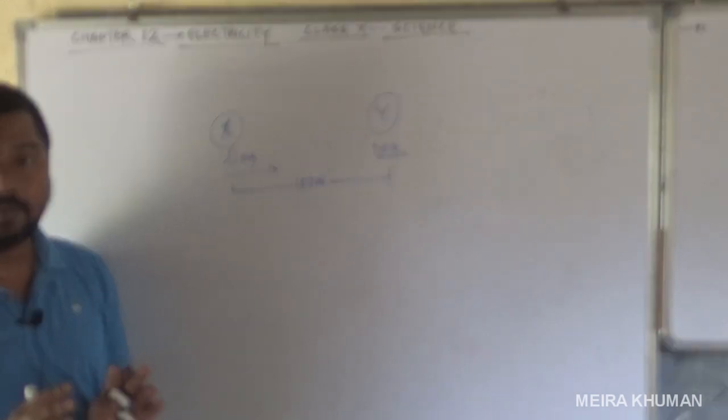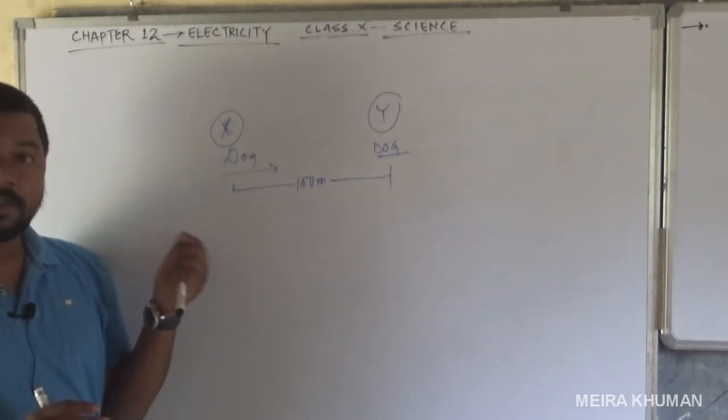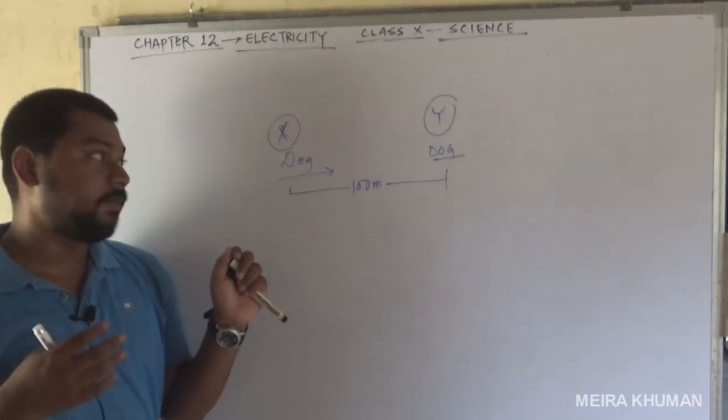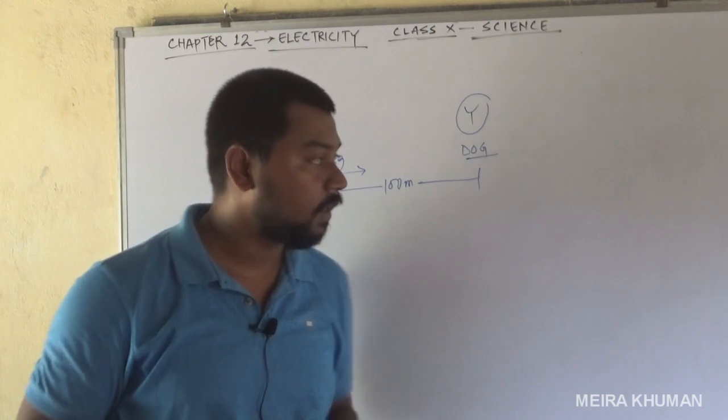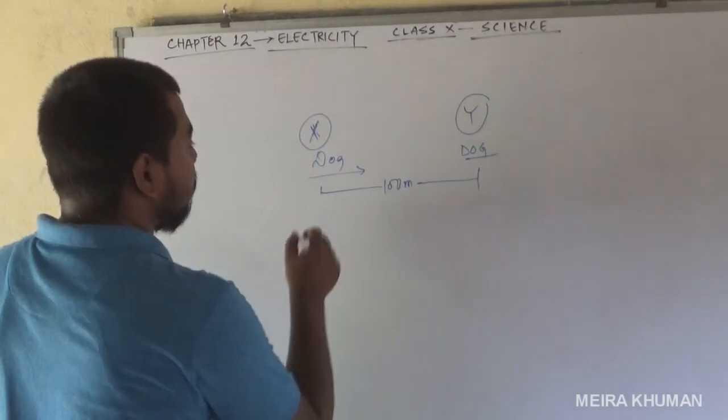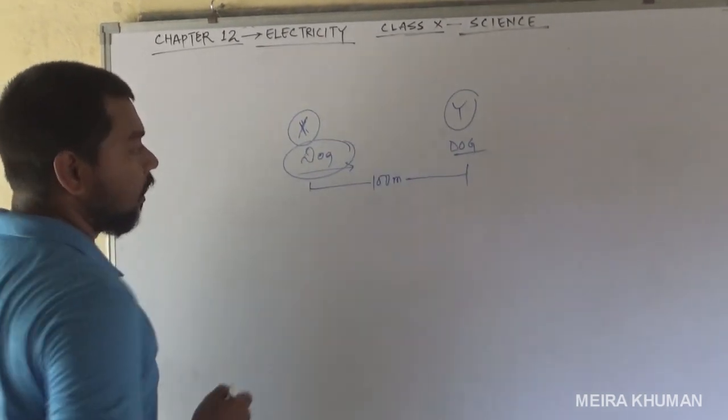There are 2 points x and y. At the point x there was initially a dog. After a certain time it is supposed to cover a length of 100 meters so that he can reach point y. Okay, clear? Now see, in general a dog can have hardly a length of how much?